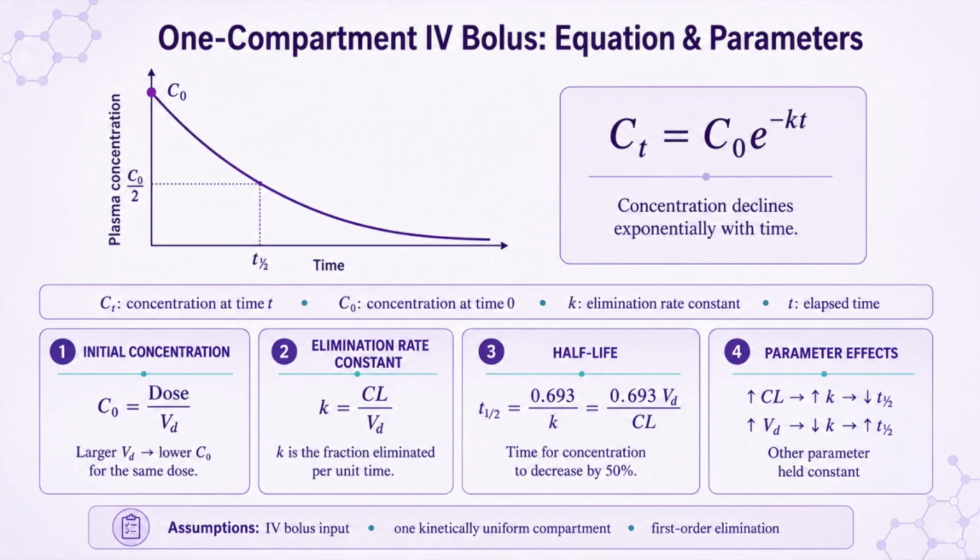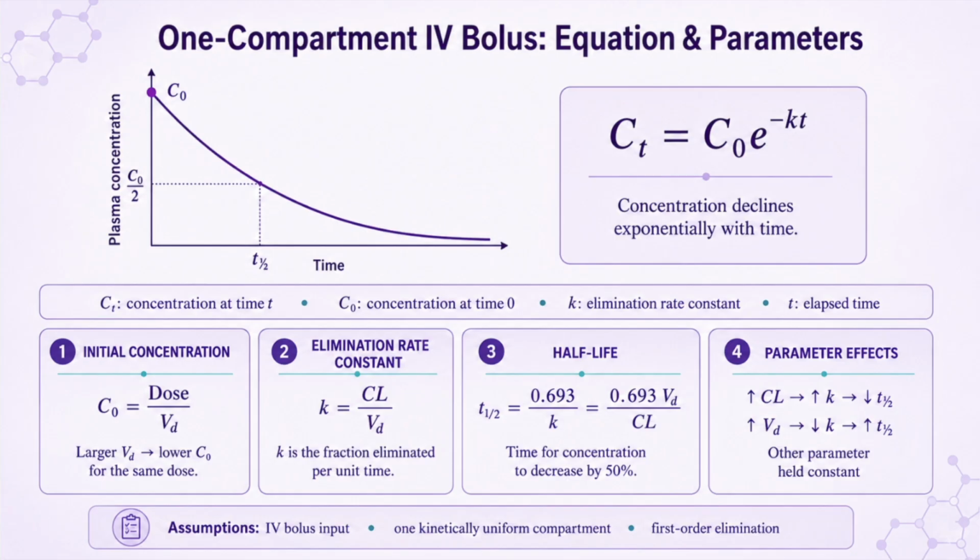Clearance describes the volume of plasma from which the drug is completely removed per unit time. The rate constant K has units of inverse time and describes fractional removal. Half-life is the time required for concentration to decrease by 50%. It equals 0.693 divided by K. Substituting clearance divided by Vd gives 0.693 multiplied by Vd divided by clearance.